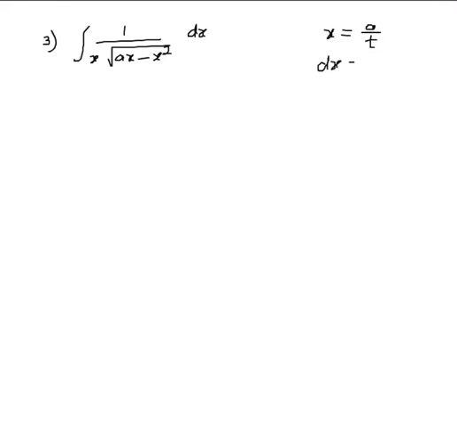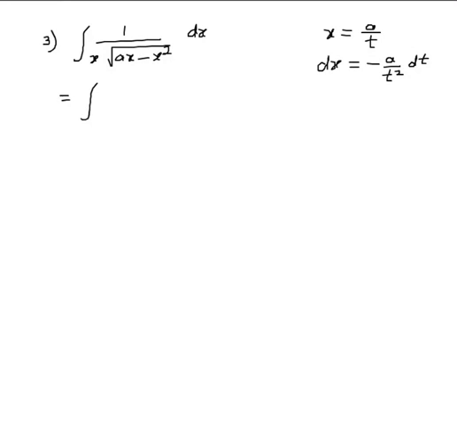Let us differentiate. 1 into dx is equal to minus a by t square dt. 1 by t can be written as t power minus 1. Let us differentiate. Minus 1 t power minus 1 gives you minus 2. That's how we got minus 1 by t square, and a is a constant.